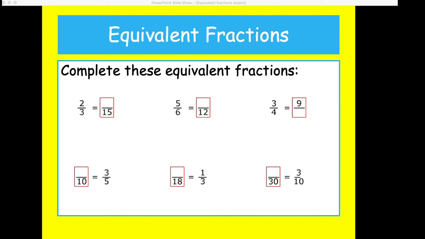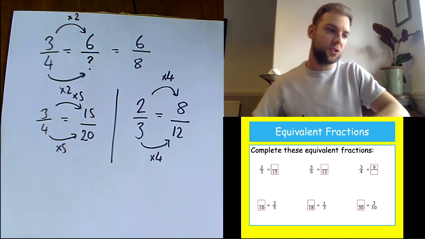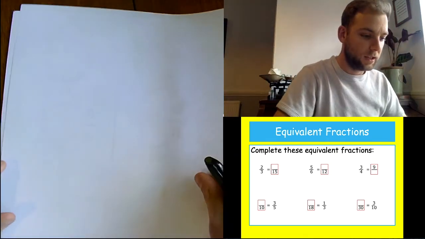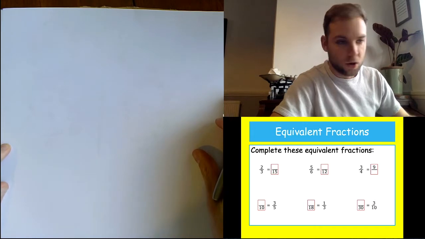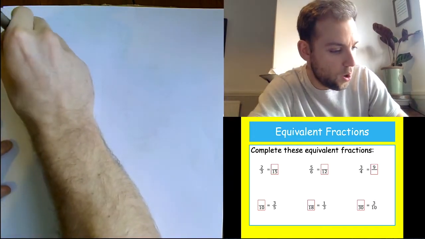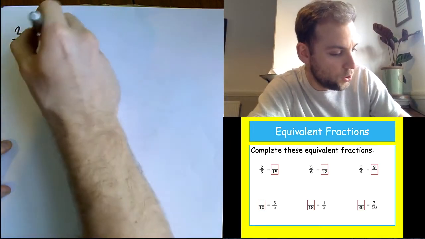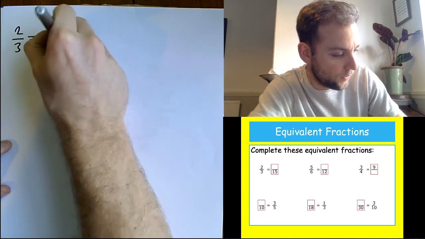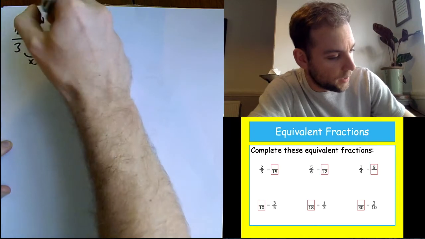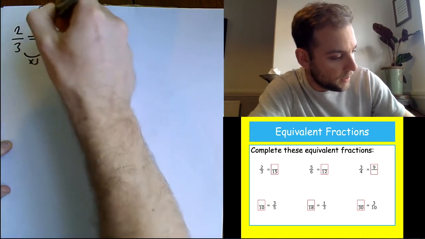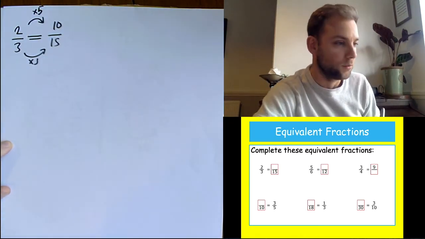Okay, brilliant. Let's have a quick go at these then. So I'm just going to do all of these really quickly. We've got 6 here to go through. I'm just going to do the answers. So the first one, we've got 2 over 3, and we want the numerator on this one to be equal to 15. So what do I need to times that by? Well, that's 5, so I need to times the top by 5, which is going to be equal to 10 over 15 for that first one.